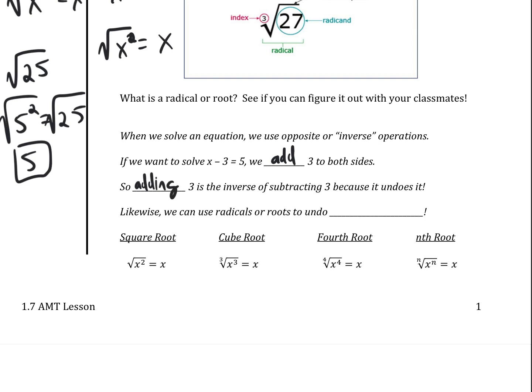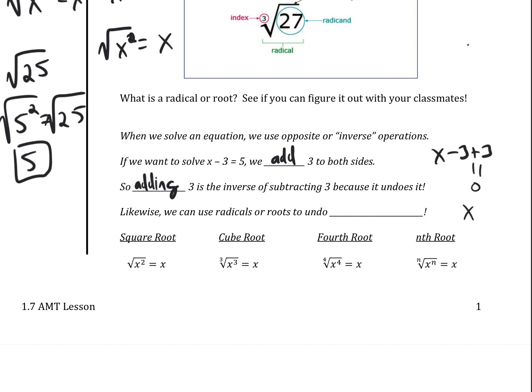is the inverse of subtracting 3 because it undoes it. Because if you do, let's see, x minus 3 and plus 3, well, what's minus 3 plus 3 going to be? That's going to equal 0, right? Basically, you just get x. It kind of cancels it out. Okay, that's what inverses do. They kind of undo it or kind of cancel it out, right?